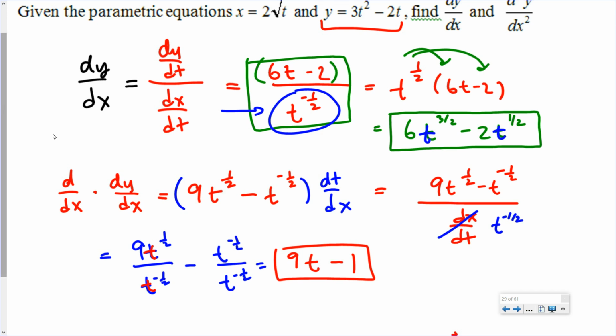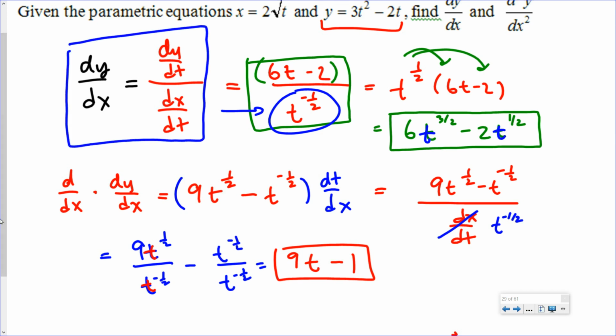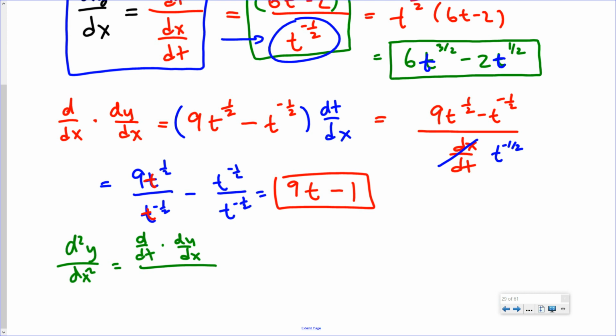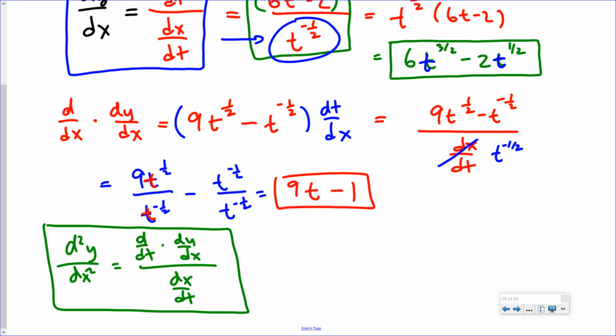So it turns out that the formula for the first derivative looks like this, and the formula for the second derivative is d²y/dx² equals, you take the derivative with respect to t of dy/dx, and you divide that by dx/dt. So this is your formula for the second derivative, and that's what's on top of your paper that looks so bad. But this is what you'll memorize for the formula quiz, these two boxes.